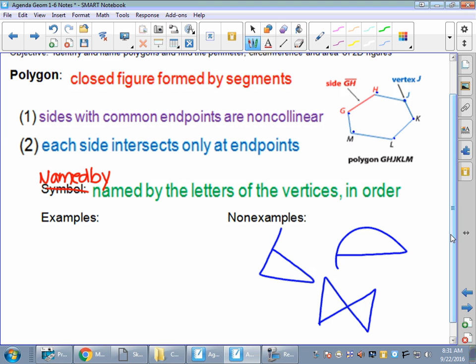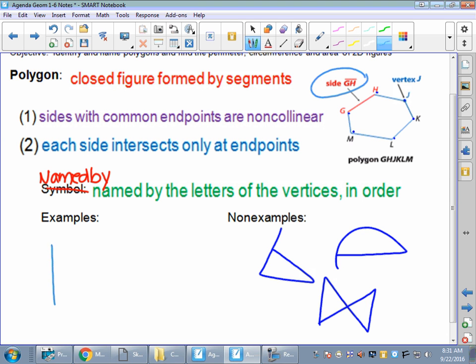Notice that we also call the sides a segment. Notice that this side GH right here has got a segment symbol above it. It's not just GH, it's not a line GH, it's not a ray GH, it's a segment GH.